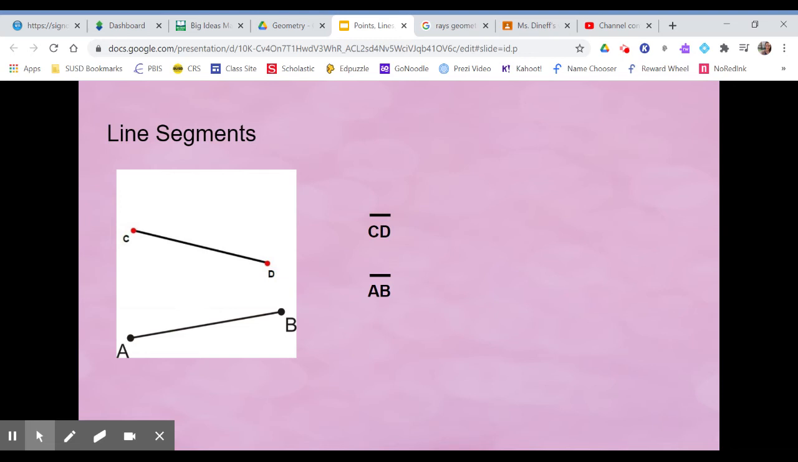Same for the second figure, we see it has two endpoints with A and B. So we write those letters A, B to identify those are the endpoints of the line segment. And then we draw that little line segment on top of it. So we would refer to that as line segment AB.